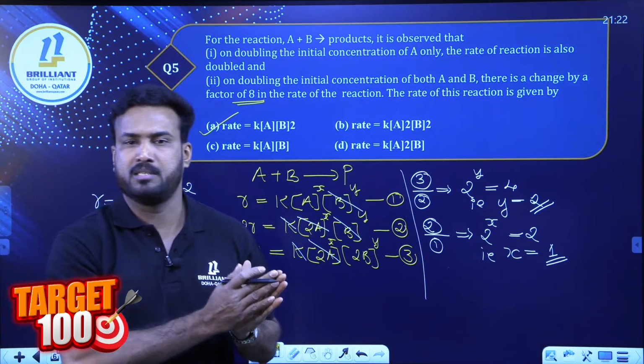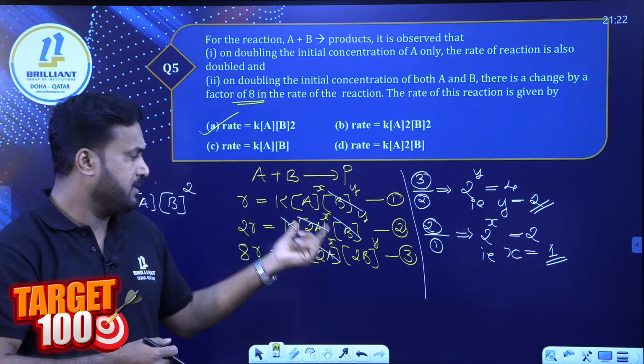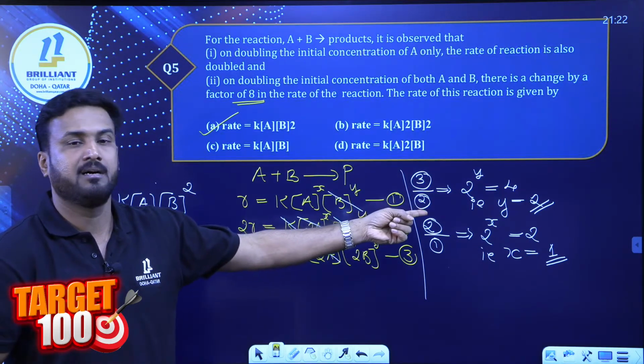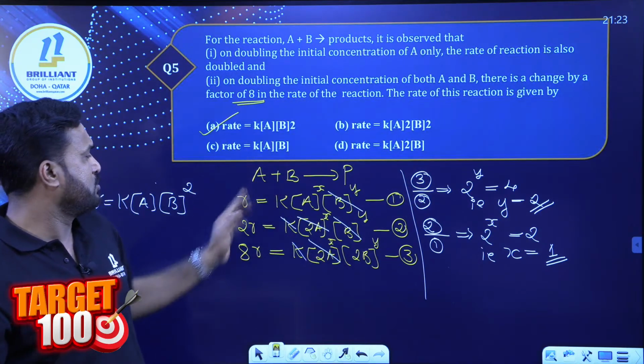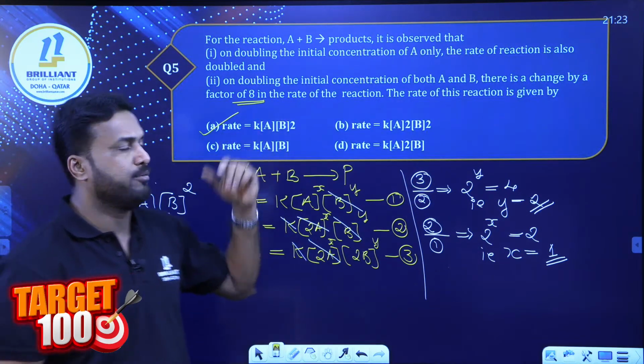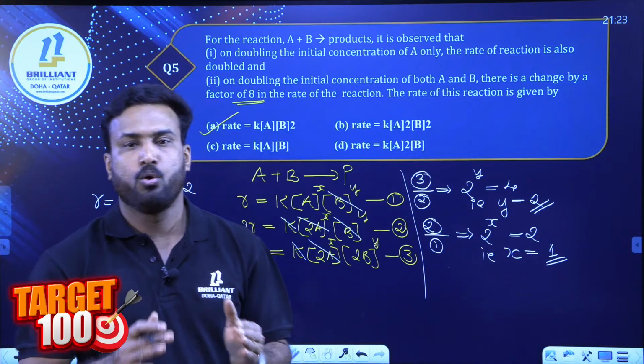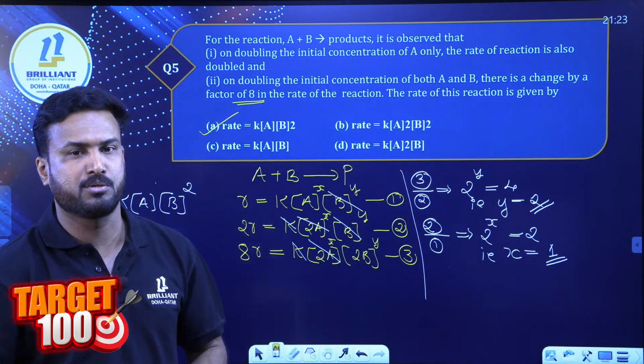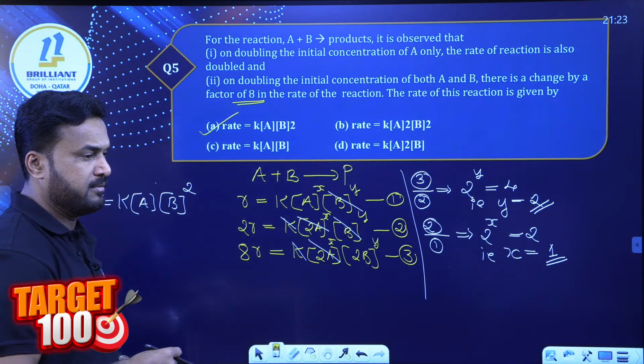For this type of question, you can do it directly: write the equation, cancel the values, write the X value and Y value, and just substitute into the rate law equation, then you will be getting the answer. Hope you understood. Now we are moving on to the sixth question. Shall we go?